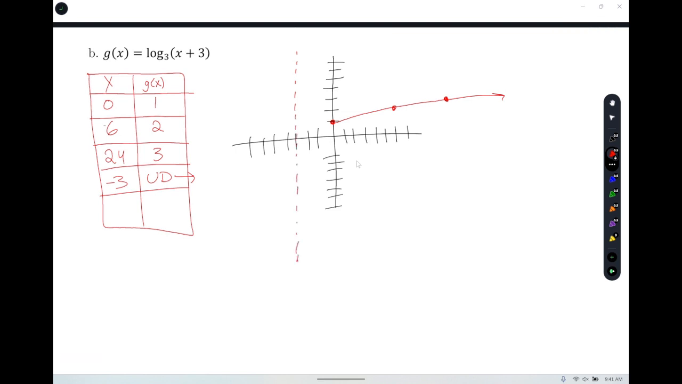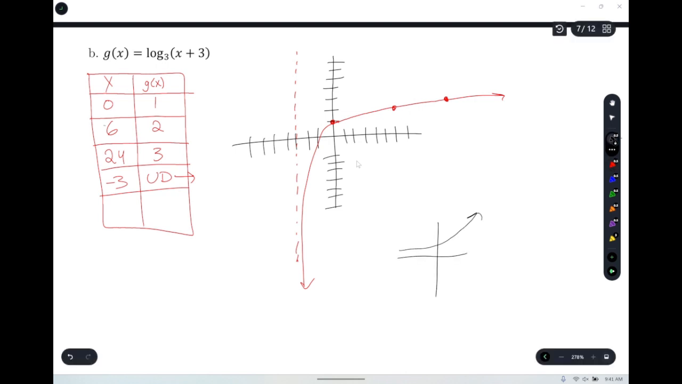I know what's about to happen here. It's about to go zoom. Remember doing that graph? That's what the log looked like. The exponential graph looked like this. That was e to the x. And the log graph looked like this. That was ln of x.